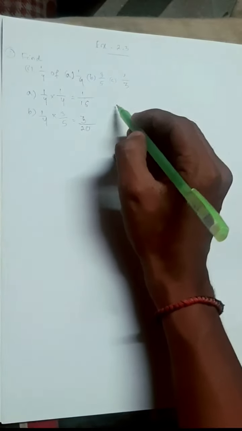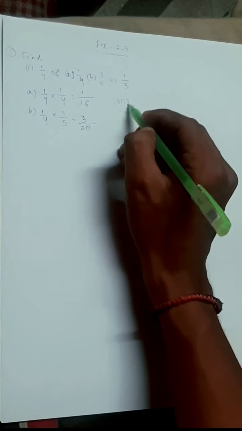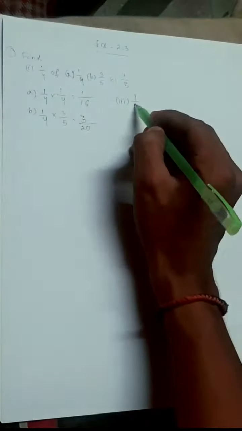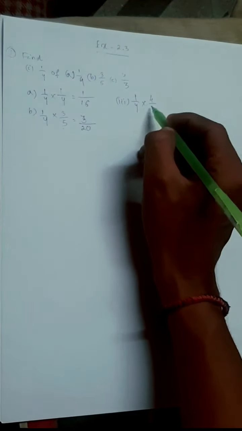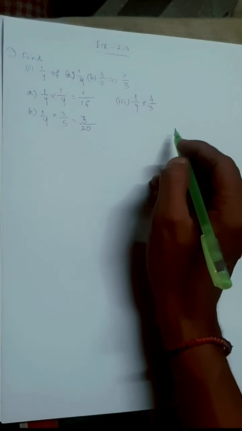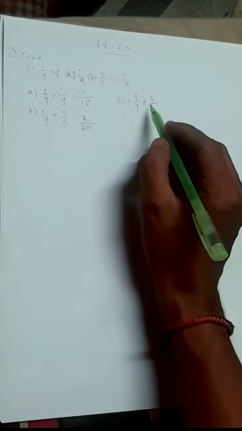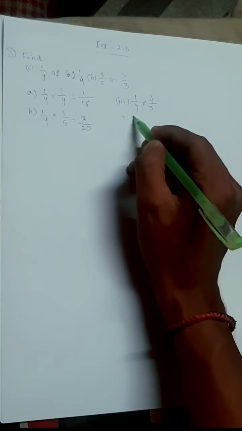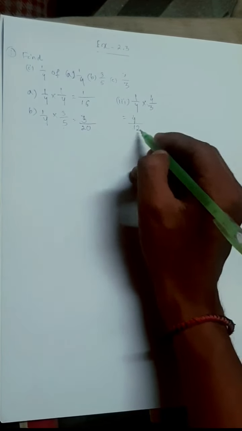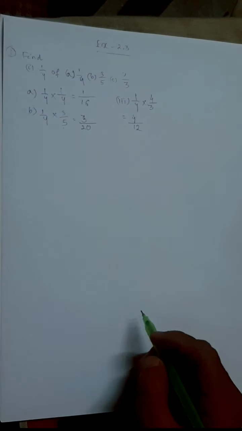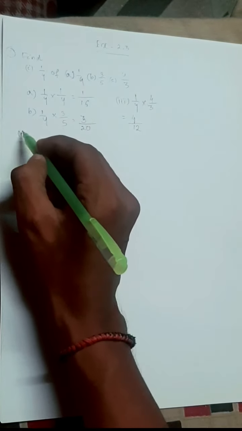Okay, come to your third part. 1 by 4 of means into 4 by 3 equals 1 times 4 is 4 upon 4 times 3 is 12. It is your answer. Then come to your second part.